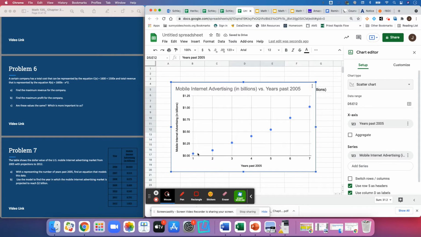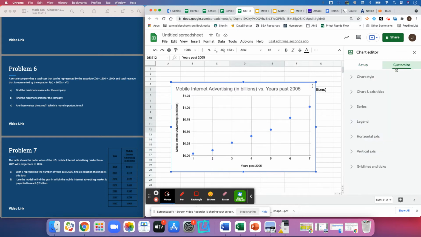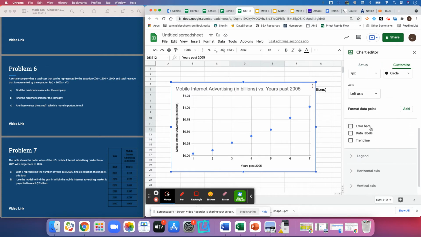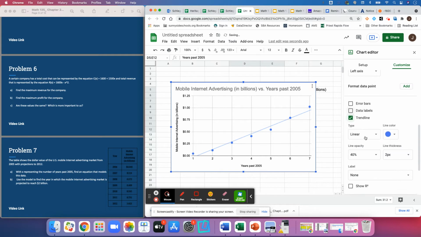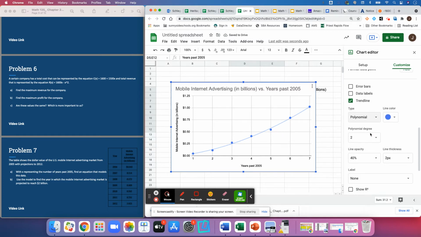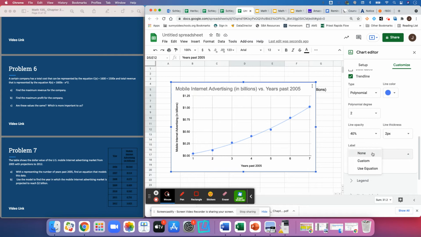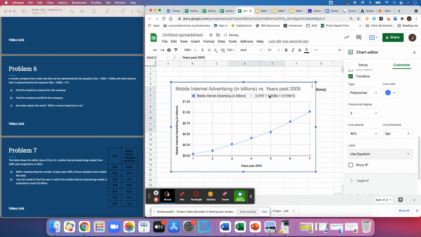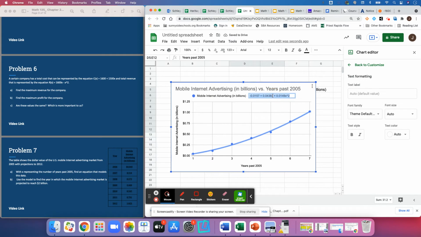I see that this is not going linear so much, so we can go to customize, and I think it's under series that we find this. Yes, we need trend line. Linear doesn't look like it fits super well, so let's go to polynomial to the power of 2. That looks pretty good. And remember to get our label, we come down and say use equation. And here is an equation that models this function.